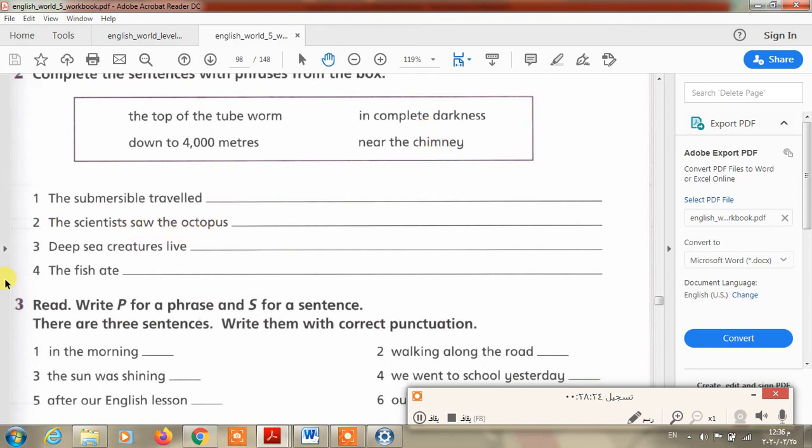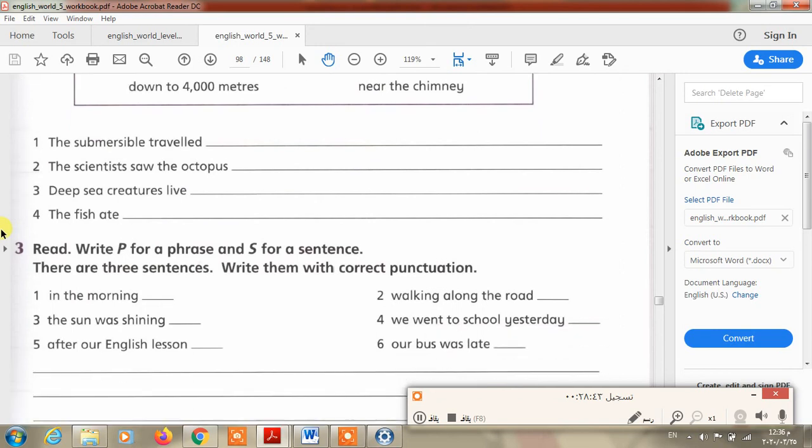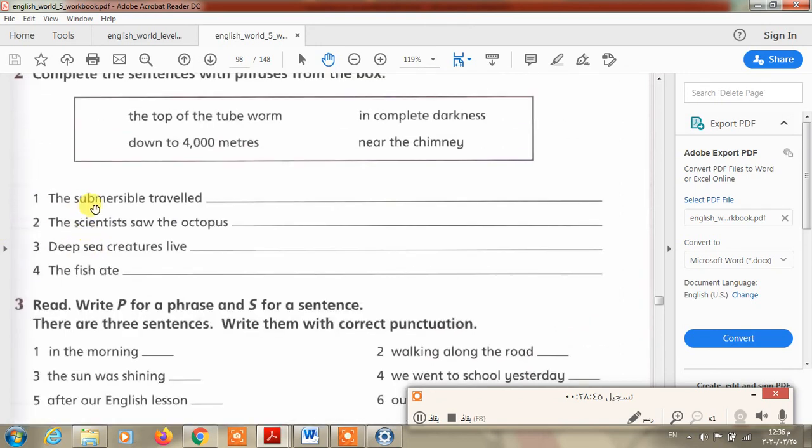Number 3, deep sea creatures live. Excellent. In complete darkness. Deep sea creatures live in complete darkness. Number 4, the fish ate the top of the tube worms.